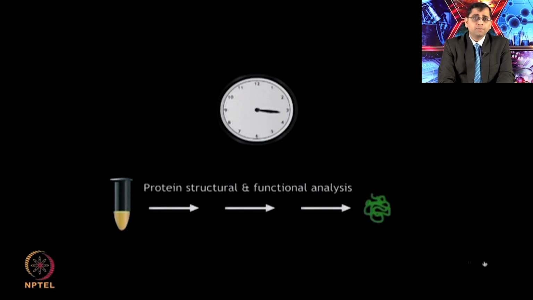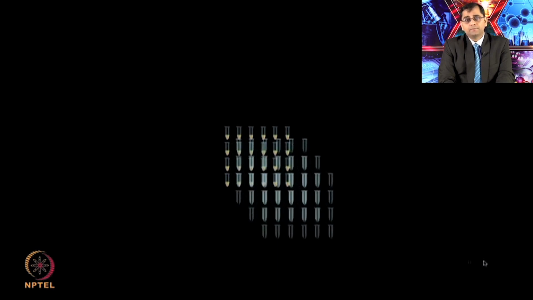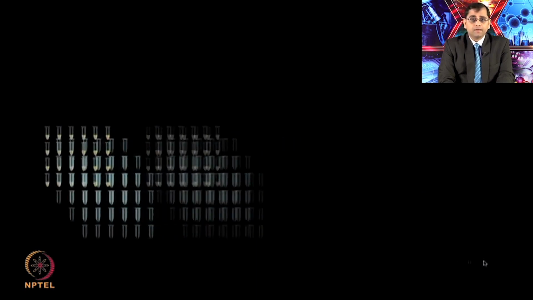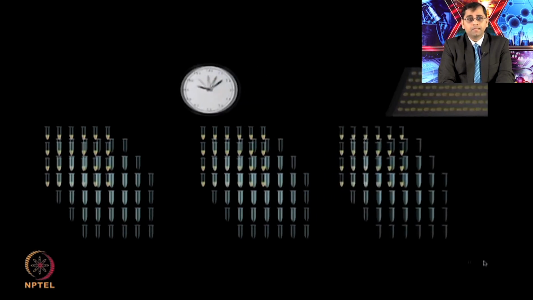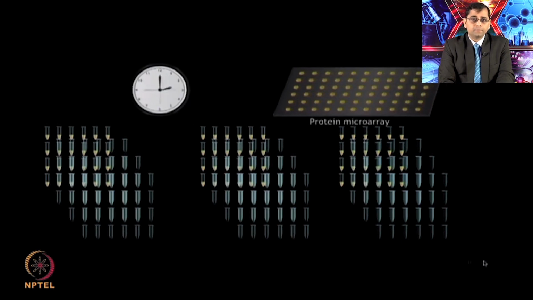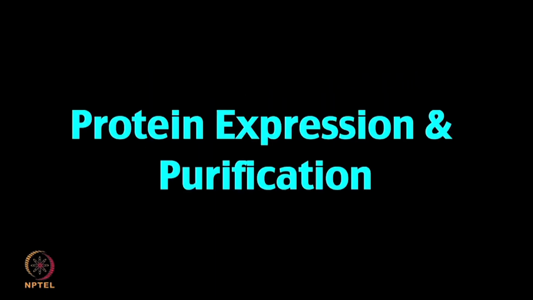Analysis of several protein samples will undoubtedly take a long time if they are analyzed one at a time. Protein microarrays have successfully overcome this hurdle by allowing analysis of several samples simultaneously. How to express the proteins and purify.